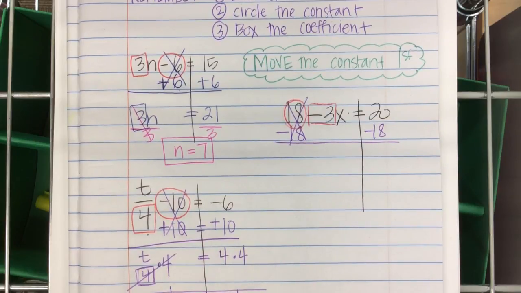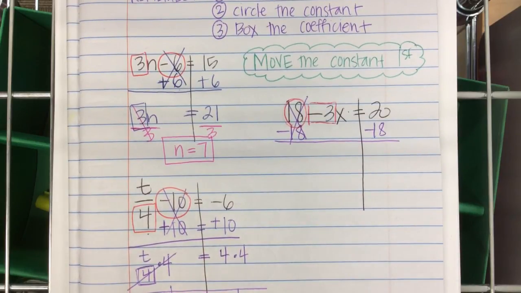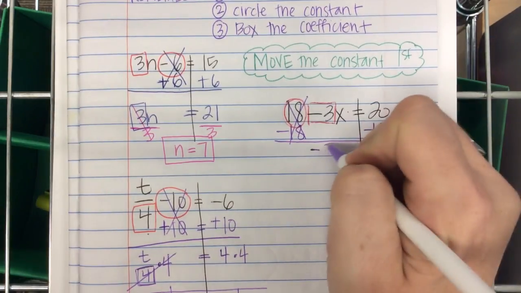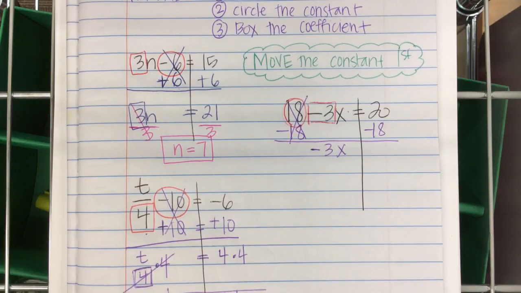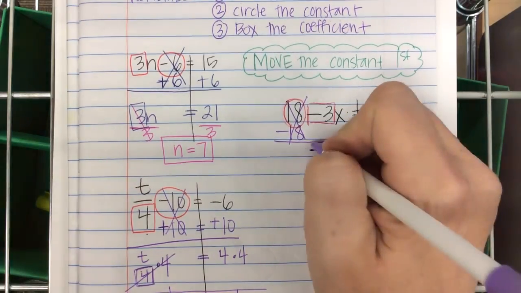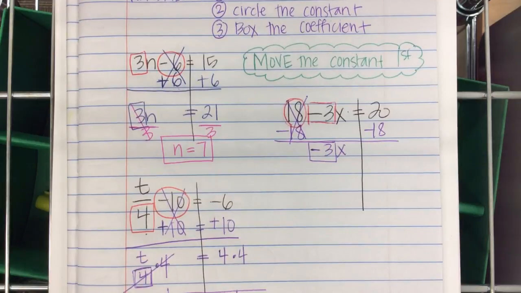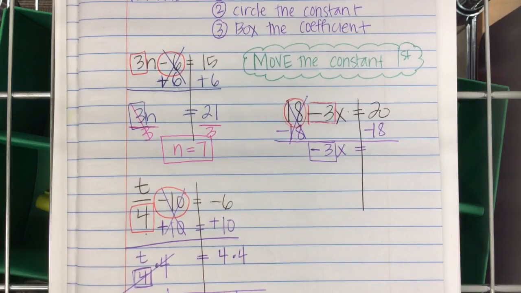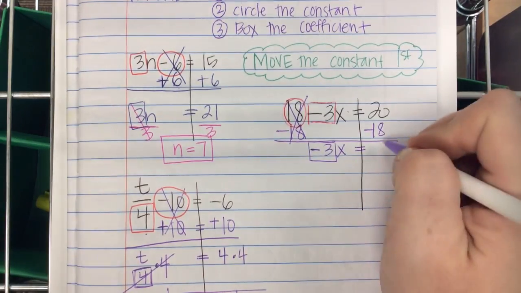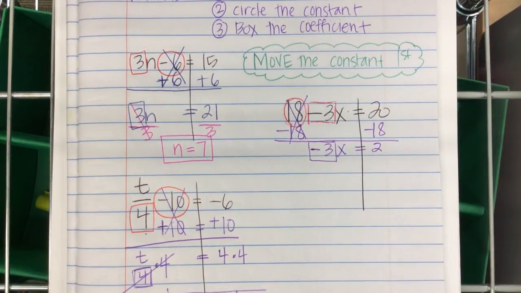What's left over on the left side? -3x, because 18 and 18 cancel out. So I'm just left with -3x, and that -3 is my coefficient. Equals, what's 20 minus 18? 2. Positive 2, good.